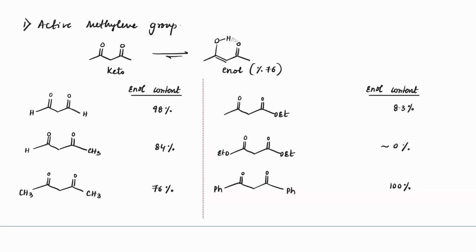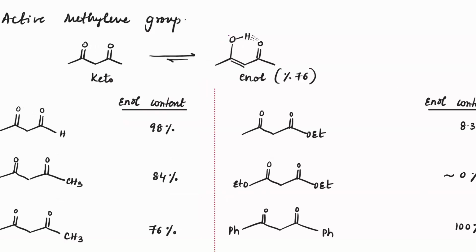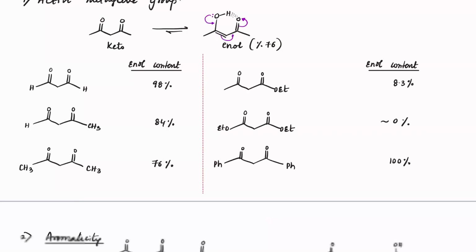So first, check out the active methylene group. For example, if you take this ketone, notice the enol percentage here. The enol percentage is due to hydrogen bonding and extended conjugation. See, there is an extended conjugation here: lone pair pushing here, pi bond pushing here, this pi bond pushing here. Because of this, this particular active methylene ketone will show almost 76% enol. Now, if hydrogens are on both sides, the reactivity is even stronger. That makes it almost 98% enol.